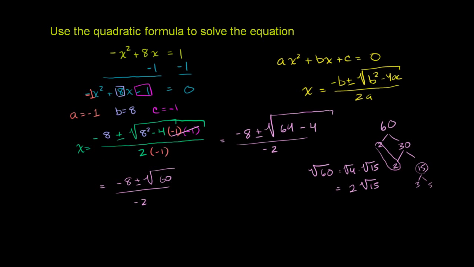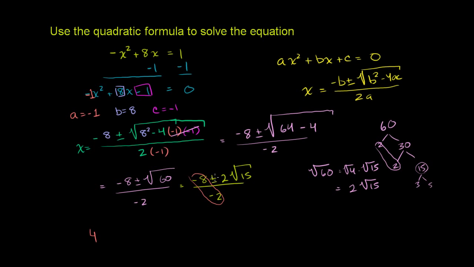So we can rewrite this expression right here as being equal to negative 8 plus or minus 2 times the square root of 15, all of that over negative 2. Now, both of these terms right here are divisible by either 2 or negative 2. So let's divide it. Negative 8 divided by negative 2 is positive 4.